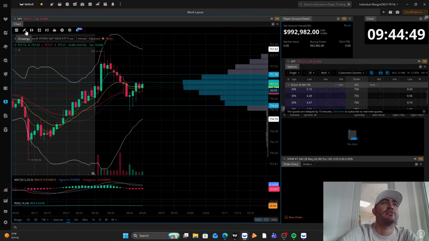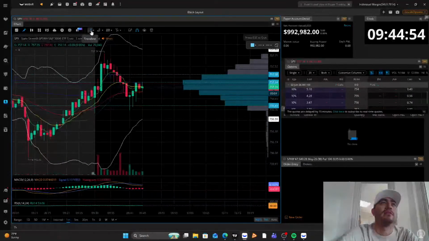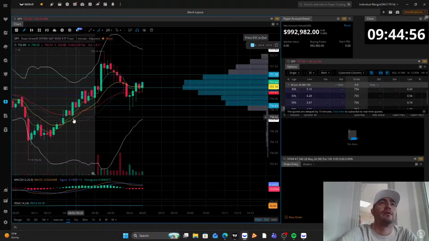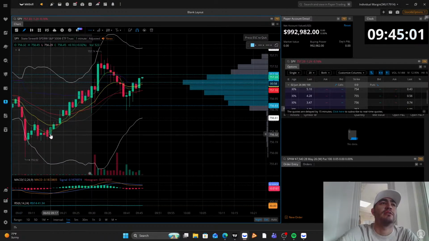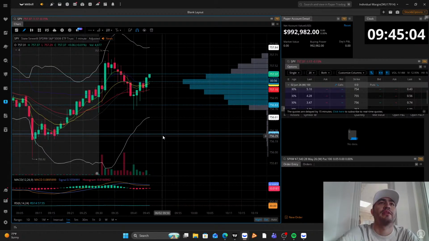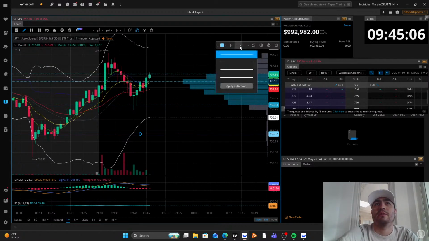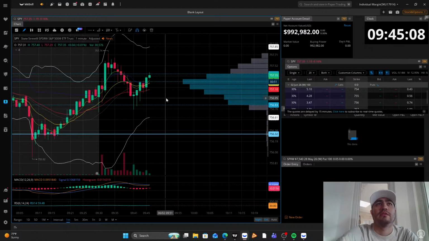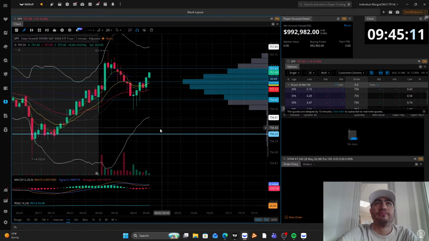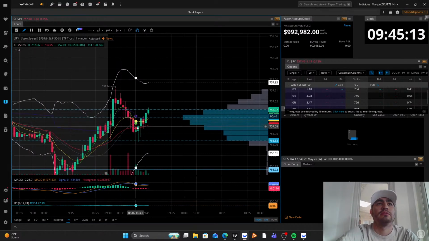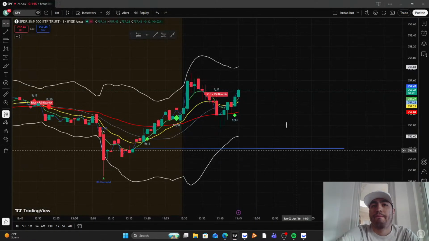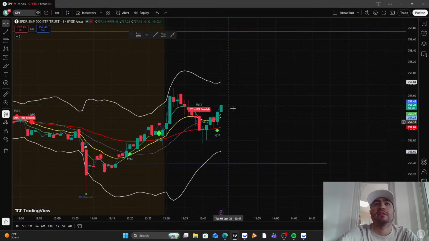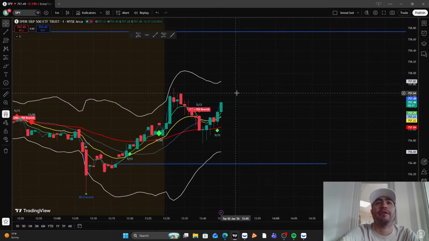So let's go ahead and draw some squiggly lines here. I'm just gonna draw a horizontal line. Boom. Dude, I need to thicken these things up, huh? So it looks like that 50 is holding the support here real quick. Yeah, I don't think we're gonna have that run up. I think we're gonna top out right here again.